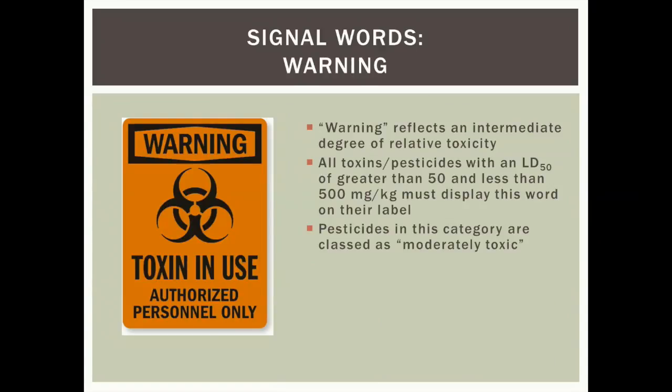Next is warning. Warning reflects an intermediate degree of relative toxicity. All toxins or pesticides with a median lethal dose of greater than 50 and less than 500 milligrams per kilogram must display the word warning on their label. Pesticides in this category are classed as moderately toxic.